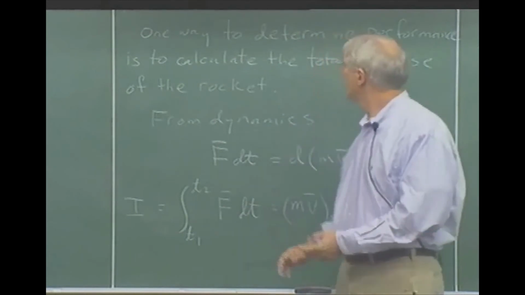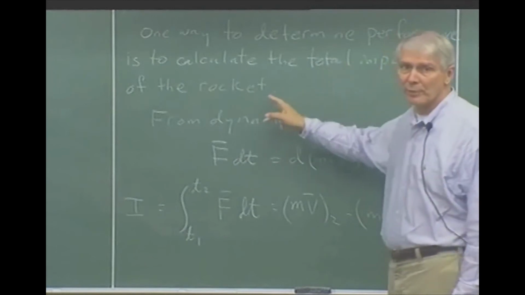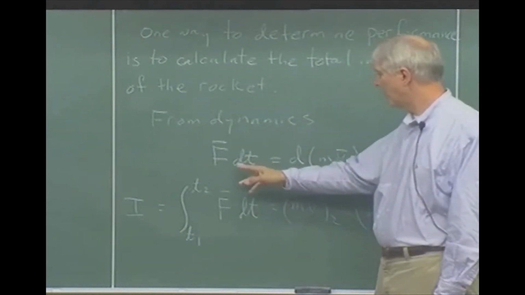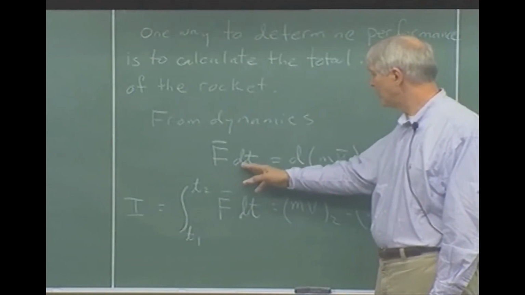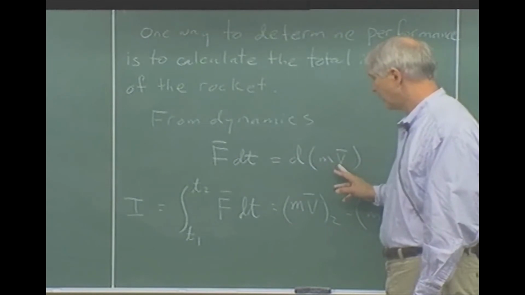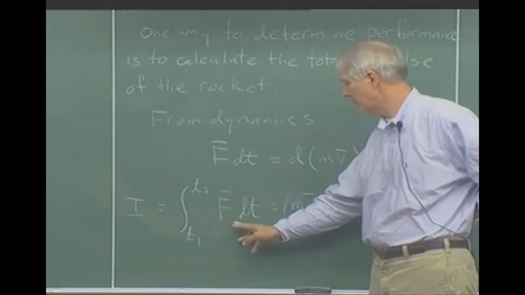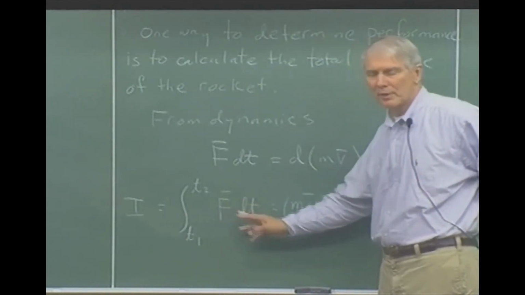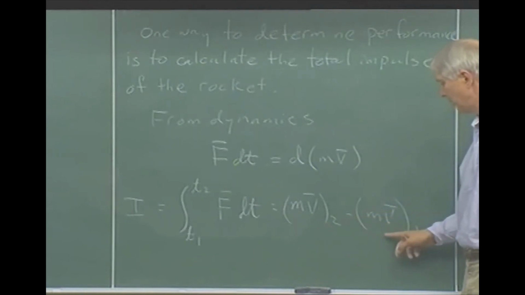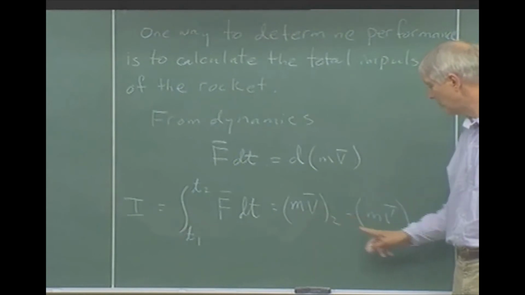One way to determine the performance of the rocket is to calculate the total impulse of the rocket. Now you might remember from dynamics that F dt is equal to the derivative of mass times velocity, d(mv). If we integrate that, we get the impulse. So I is equal to the integral of F dt over our time interval. If we integrate d(mv), we get mv2 minus mv1. Now the mass of the rocket has changed, so m2 is not the same as m1.